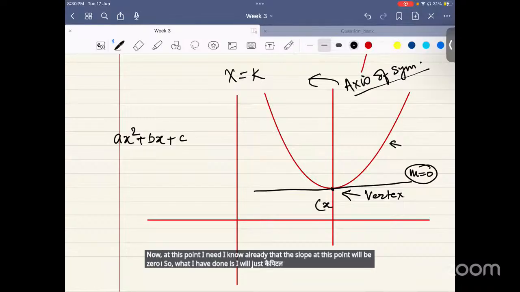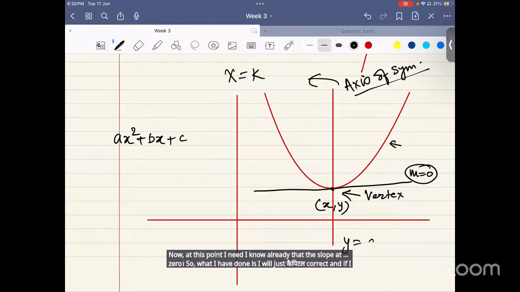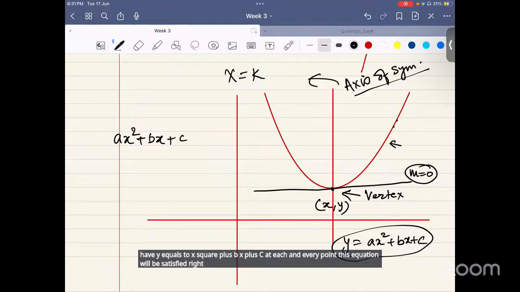So the coordinate here is x comma y itself. Correct? And if I have y equals x square plus bx plus c, at each and every point, this equation will be satisfied by this parabola. So now what I'm trying to do is, this xy I just thought of as a vertex of this parabola.